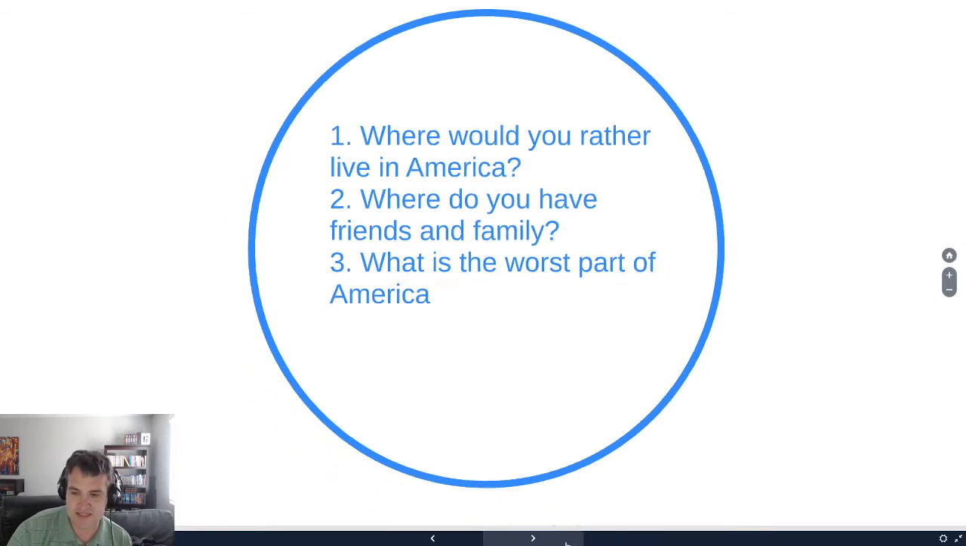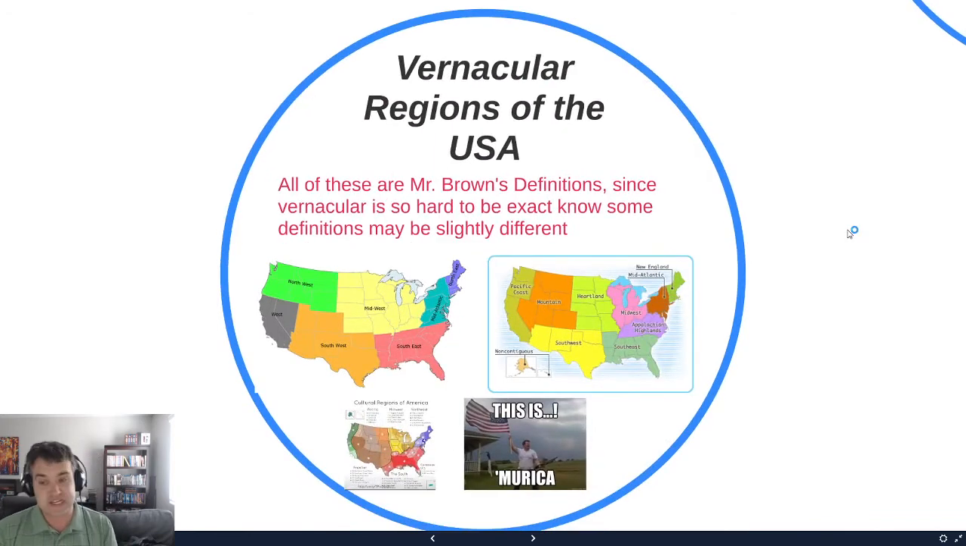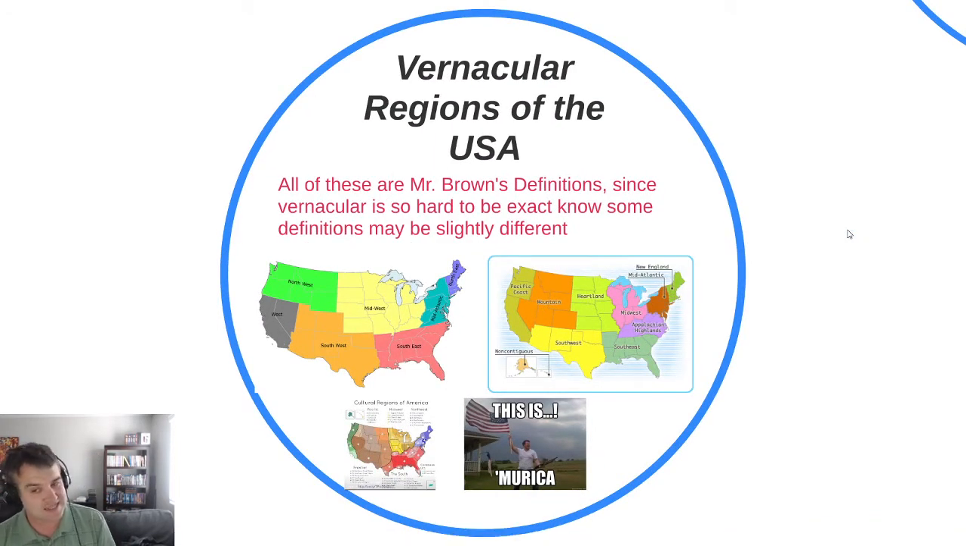And this is the topic: the vernacular regions of the United States. We're going to talk about how to cut up this country and put it into various different puzzle pieces. The important thing to know is these are not exact definitions. I think the two main maps here show you that there's a very different understanding of where the Midwest is.